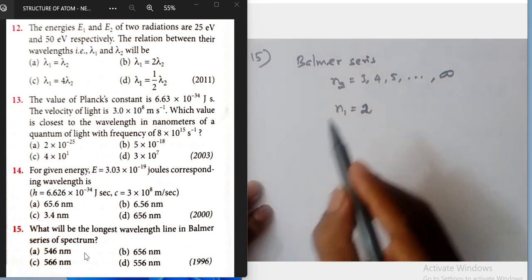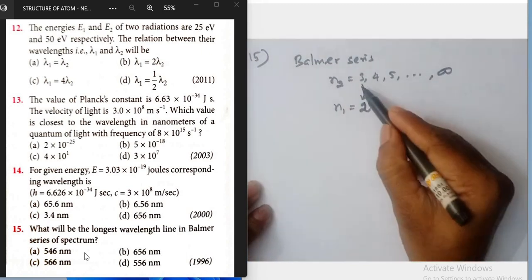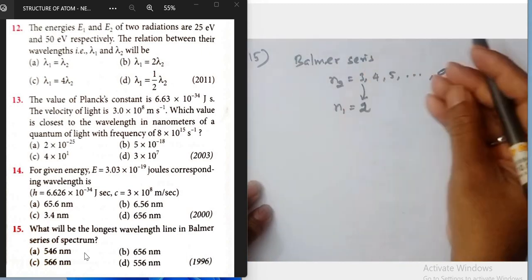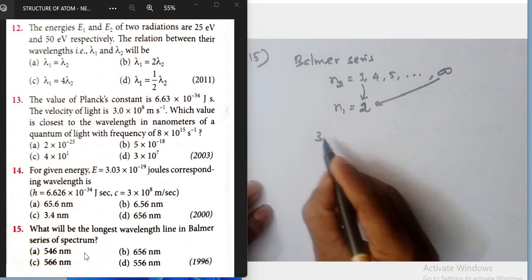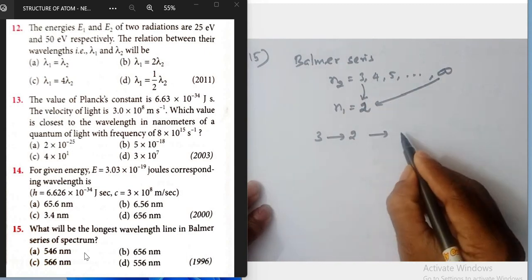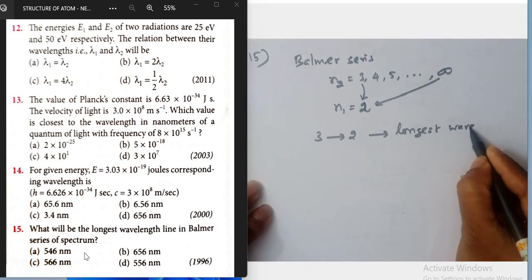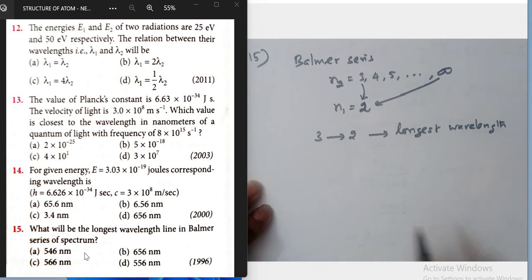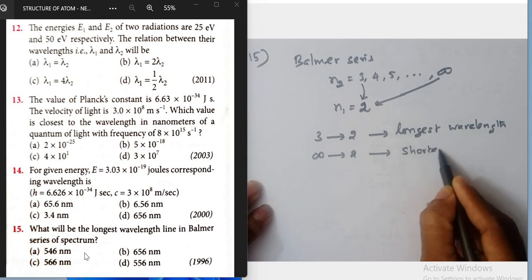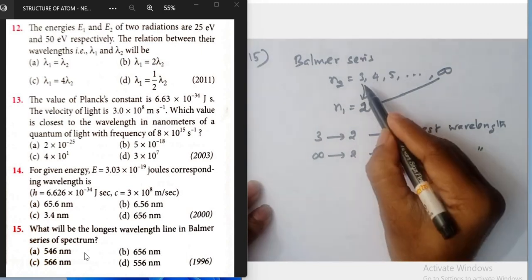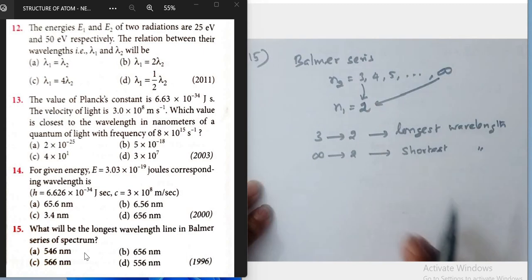Students, observe carefully. 3 to 2 transition will give the longest wavelength because the energy difference is low. Infinity to 2 will give the shortest wavelength. See, 3 to 2 transition gives the longest wavelength radiation, whereas infinity to 2 transition gives the shortest wavelength, because for 3 to 2 the energy difference is small. Energy difference small means wavelength should be large.